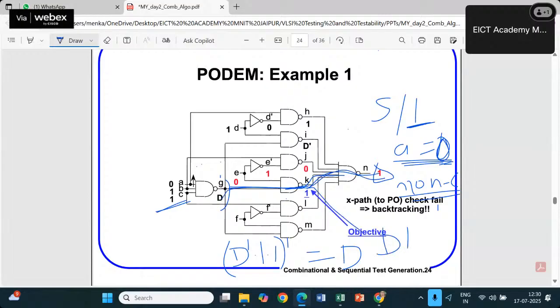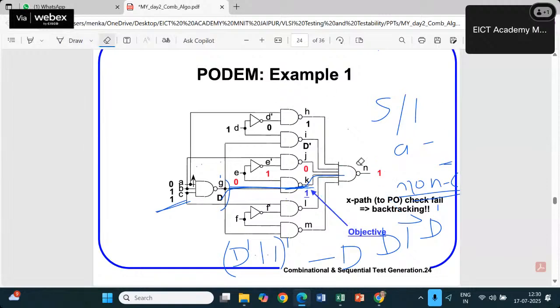One more inversion means here I should have D. Output should have D. So my target is output D. That's my target. You got my point? My target is output D. So now this output D means what?